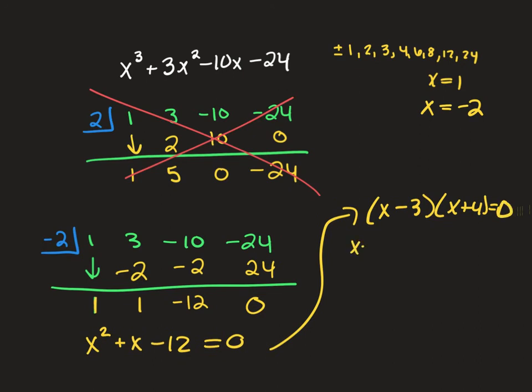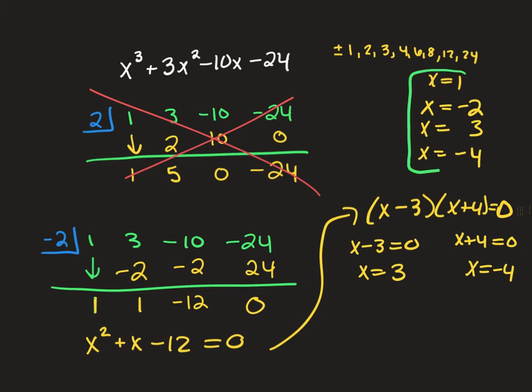So then we just set our two factors that are left equal to 0. And so we get x equals 3 and x equals negative 4. And then those are the 4 solutions to our equation.